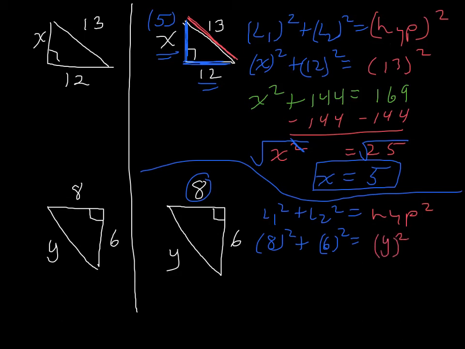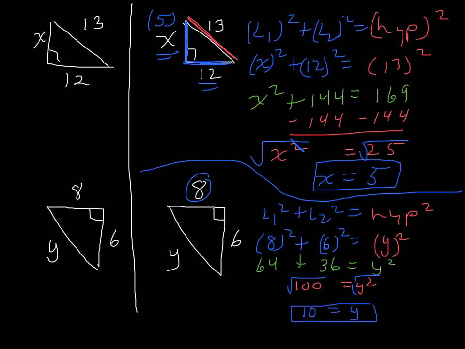Notice that every time I plug in, I use parentheses. Please get into that same habit. Now, 8 squared is 64, 6 squared is 36, and y squared is y squared. Next, I'm going to combine like terms here. So 64 plus 36 is 100. It's equal to y squared. And then my last step is to square root to get rid of that square on the right side. So I square root both sides. 10 is equal to y.